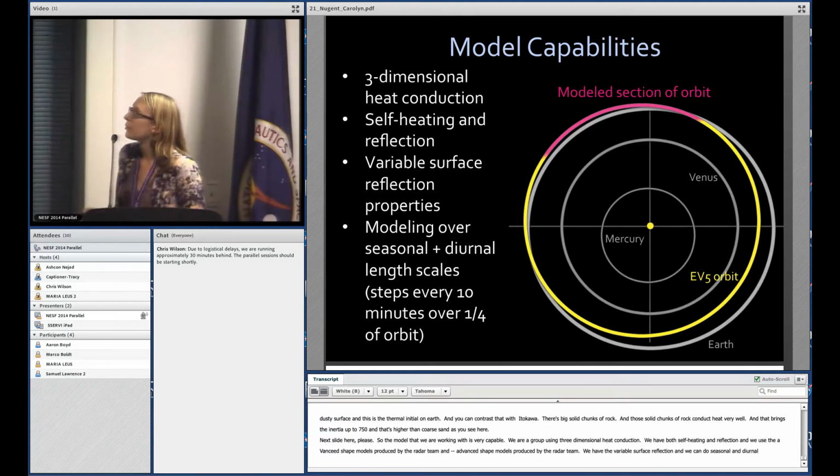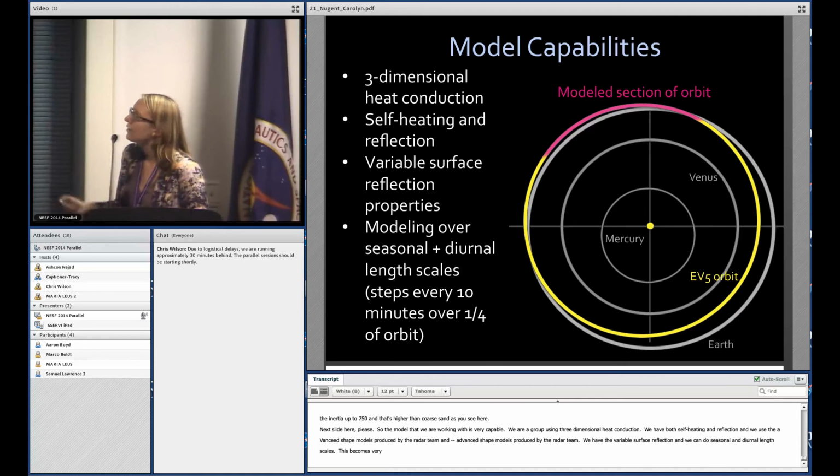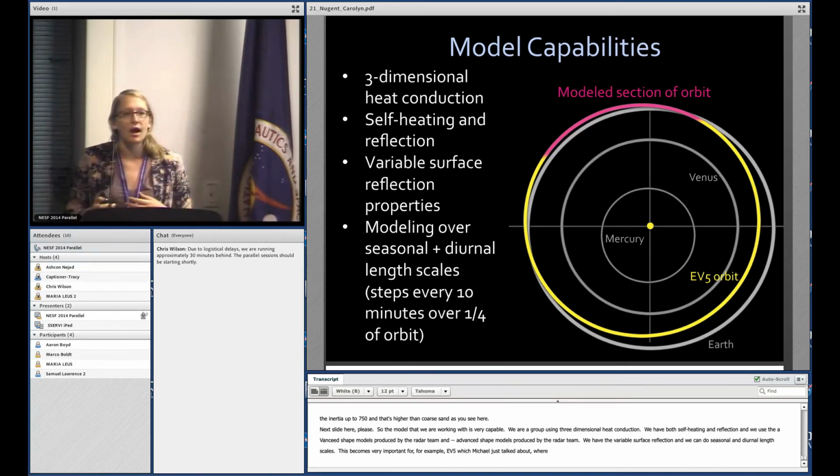This becomes very important for example, EV5, which Michael just talked about, where we observed it over a series of months, but we also want to measure how the surface temperature changes on a diurnal time scale, which can be about 6 hours for the object.